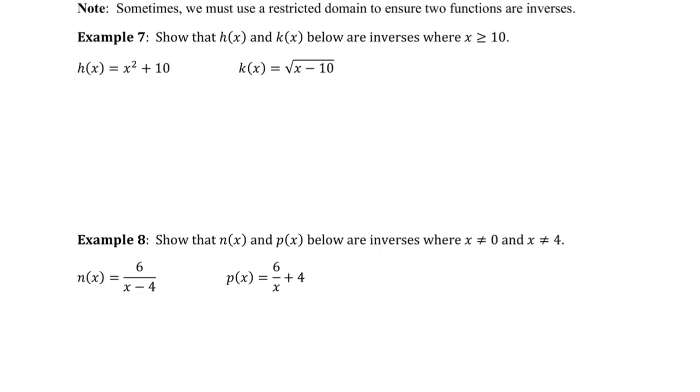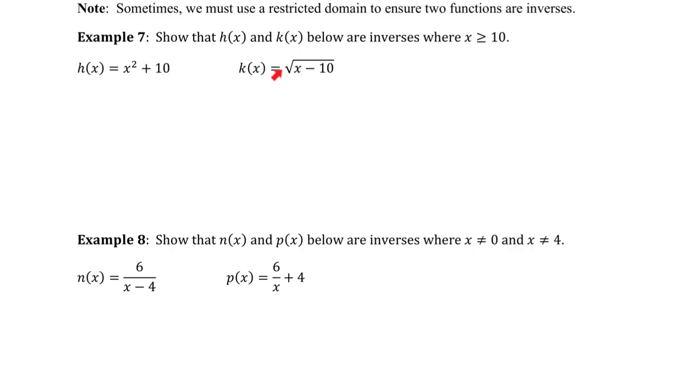So here in example 7, you'll see the note up at the top. It says sometimes we have to use a restricted domain to ensure the two functions are inverses, because remember, everything has an inverse, but the inverse isn't always a function. So if we're talking about inverse functions, sometimes we have to restrict the domain.